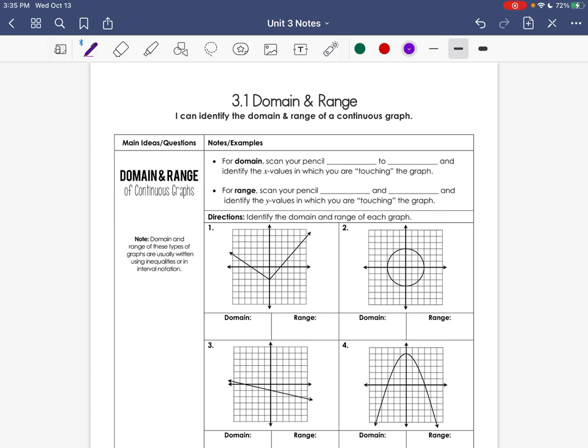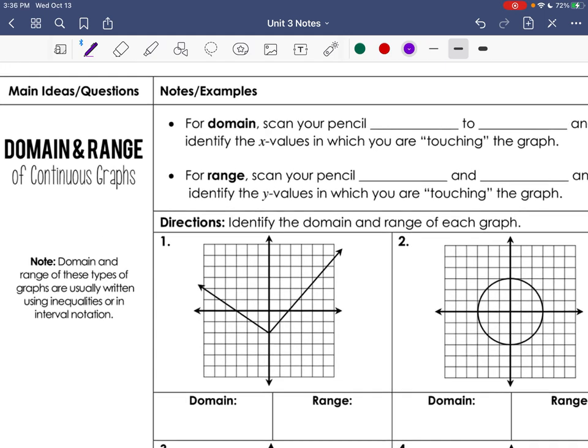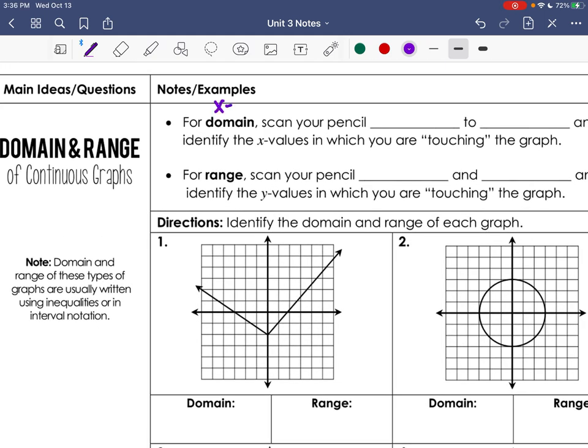Today we're doing domain and range of continuous graphs. Remember that the domain is talking about the x-axis and the range is talking about the y-axis. So when you're looking at the domain, you're scanning your pencil or your finger across the page from left to right. So you're looking at what is happening on the left side of the graph, what is happening on the right side of the graph. How far to the left can it go? How far to the right can it go?